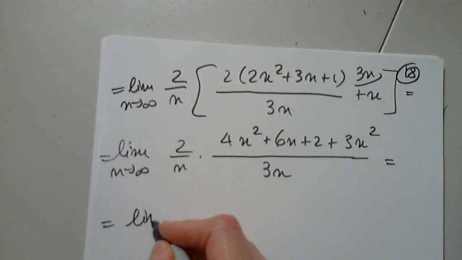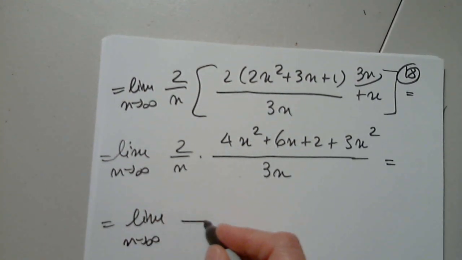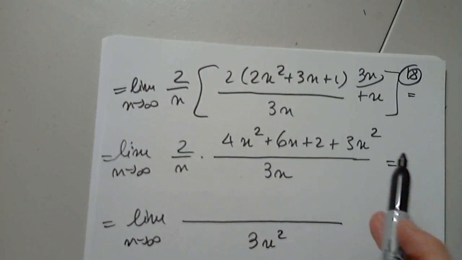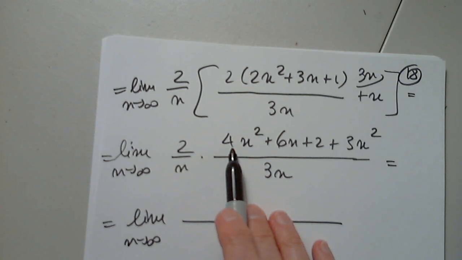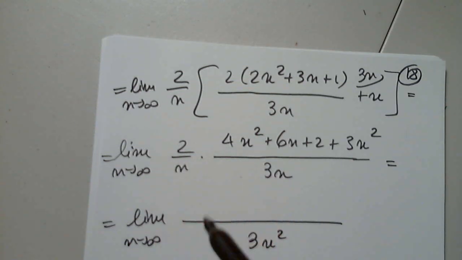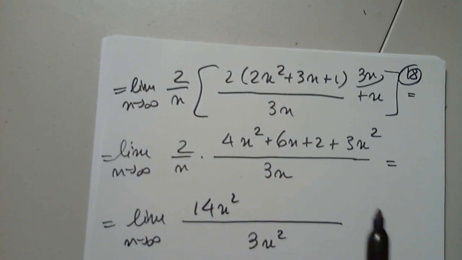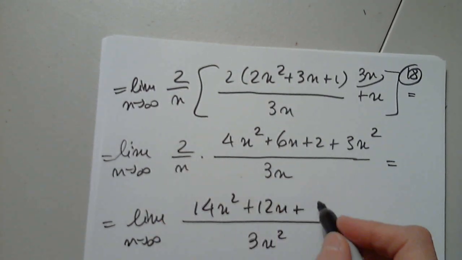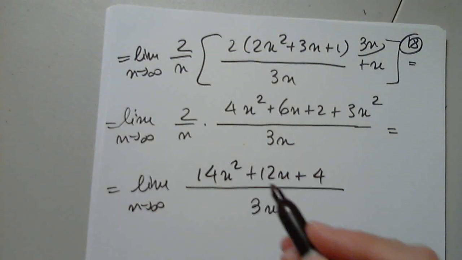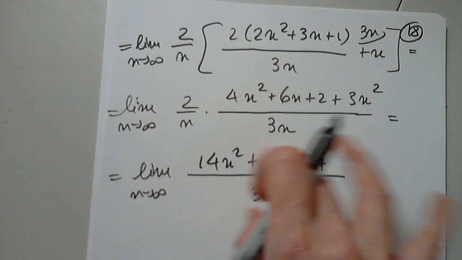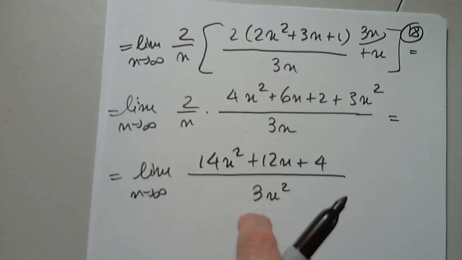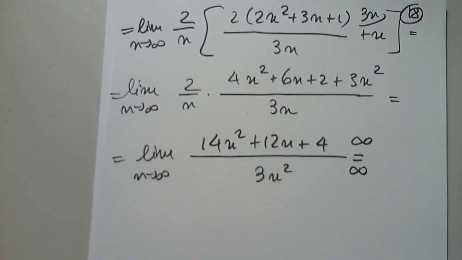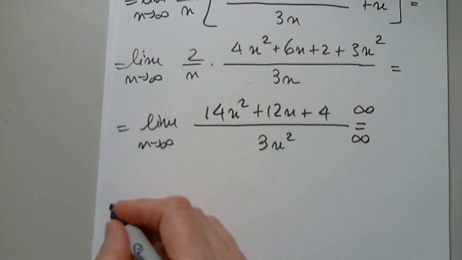So limit n approaches infinity. The denominator is 3n squared. 3 plus 4 is 7. 7 times 2, 14n squared. 2 times 6, 12n. 2 times 2 is 4. You either say, I know, same degree over same degree has to be 14 over 3. Or you say, I don't believe anything. L'Hopital's rule.